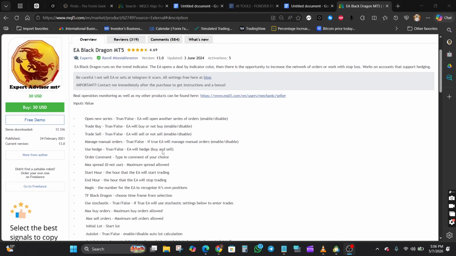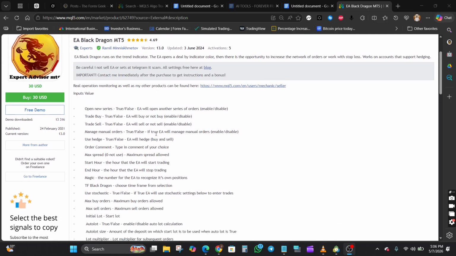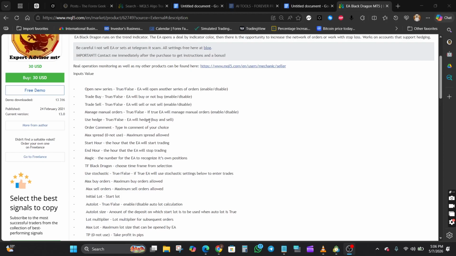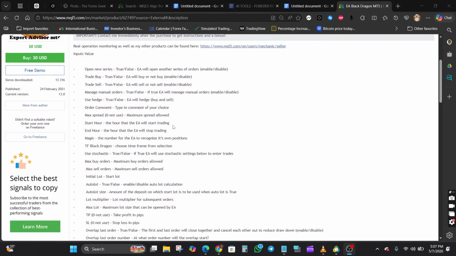The developer mentions that the EA opens trades based on the color of its trend indicator, and after the initial entry, it can either continue building a network of positions or use stop loss management depending on the setup being used. All right, and honestly, that already tells me a lot about the personality of this EA. Right, this is clearly an aggressive style system when configured with multiple order expansion enabled, but it also gives traders the ability to reduce risk by limiting how the recovery logic behaves.